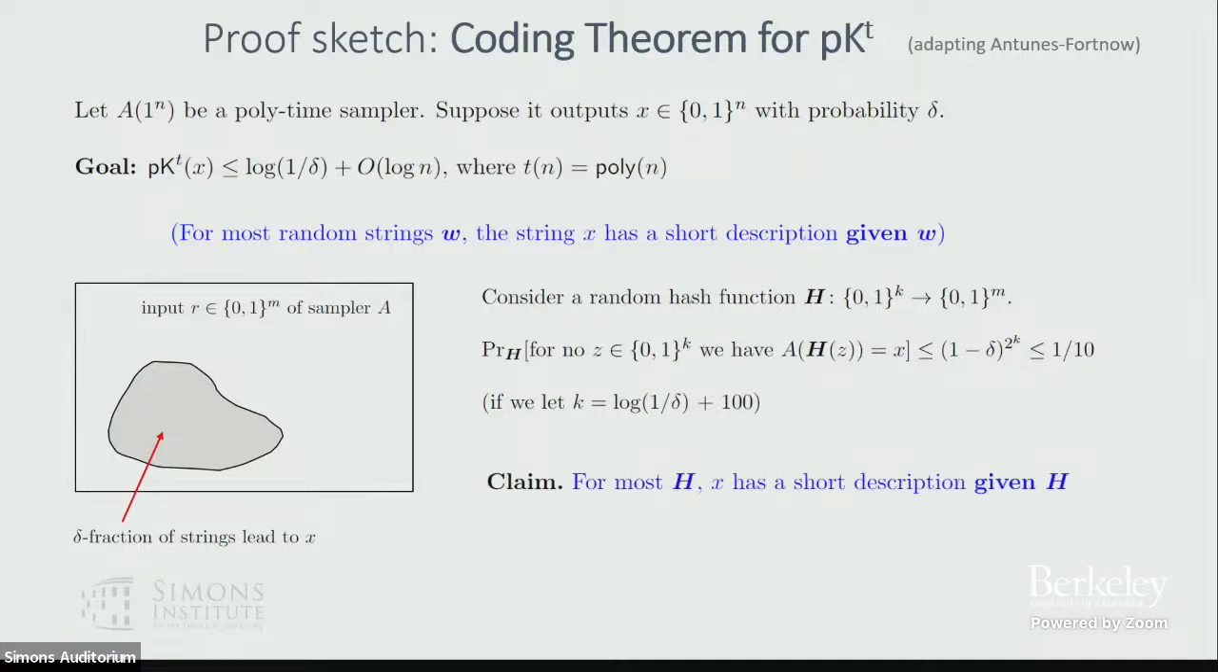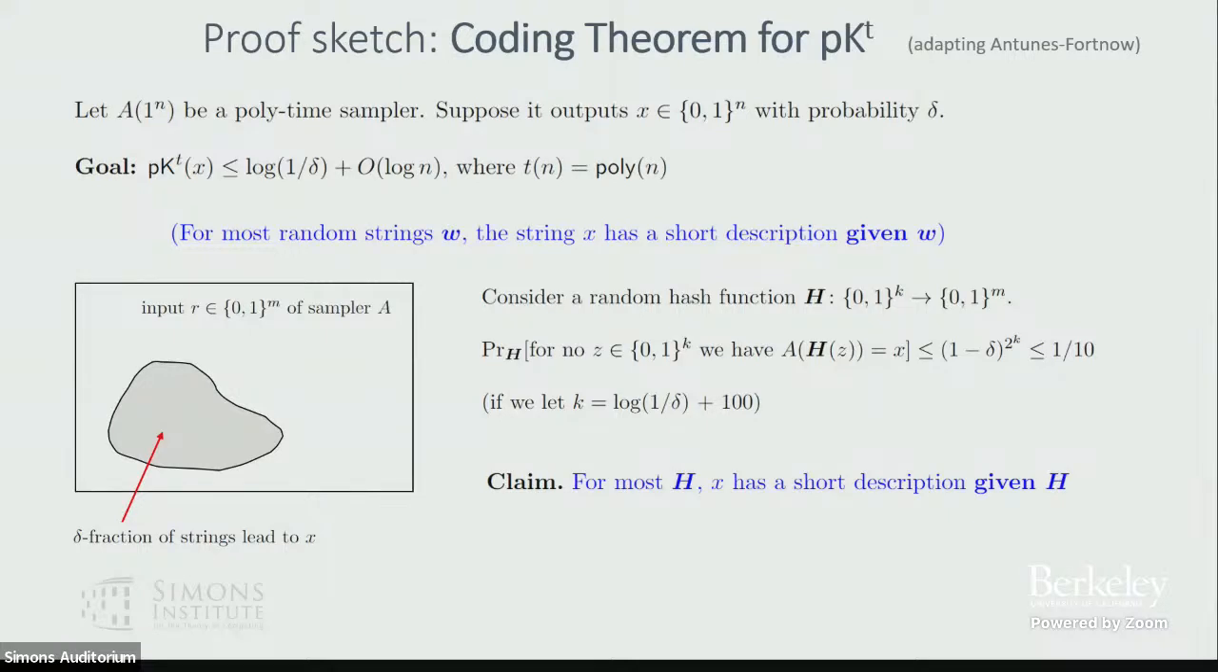And now I claim that for most hash functions, we're going to have a small description of X given the hash function, right? And this is just by what I said. If you have access to this random hash function, and you know it's a good one, so you know that there's some seed that leads to X, you just store the seed, and then you can recover X, right? So that's precisely how the quantifiers get switched here. For most choices of the hash function, I have a seed that allows me to recover X. And this is precisely PKT complexity.